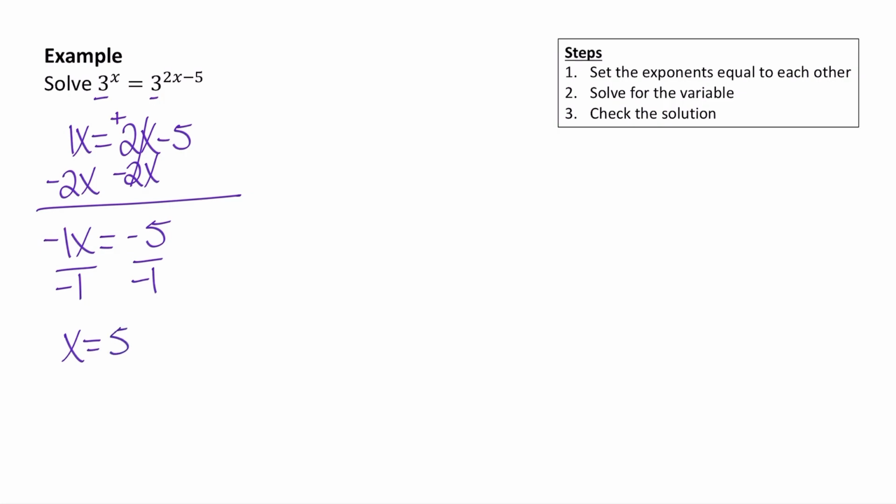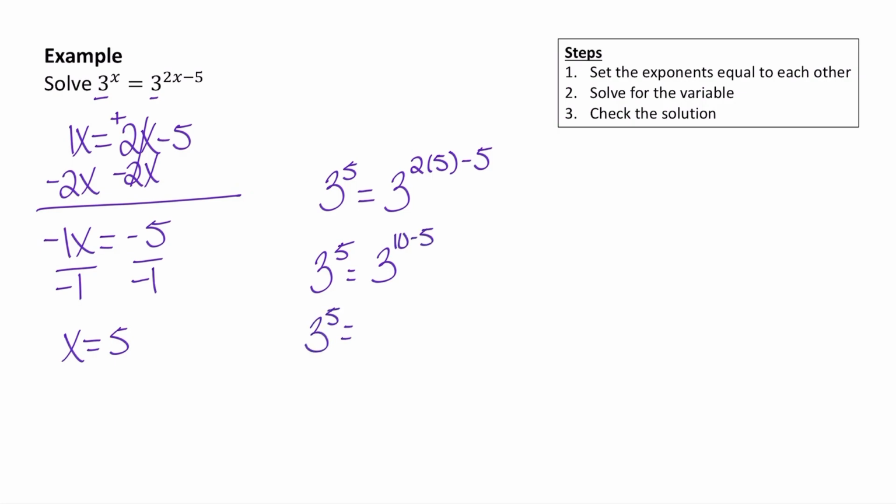So remember, you always want to check your solutions by plugging back into the original equation. So that gives us 3 to the 5th equals 3 to the 2 times 5 minus 5. So when we simplify this, we get 3 to the 5th equals 3 to the 10 minus 5. So that tells us that 3 to the 5th equals 3 to the 5th. So x equals 5 is the valid solution to this problem.